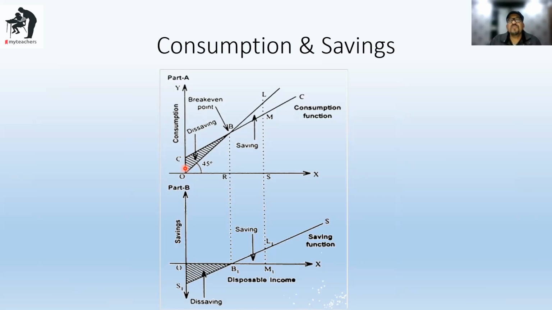So this is the relationship of consumption and saving. At this point, where consumption is equal to income and savings are zero, is called the break-even point. Before this break-even point, this shaded area is showing the dis-saving. Here it is showing in the lower part, the dis-saving section. This is the dis-savings. So this is the relationship of consumption, income, and savings.